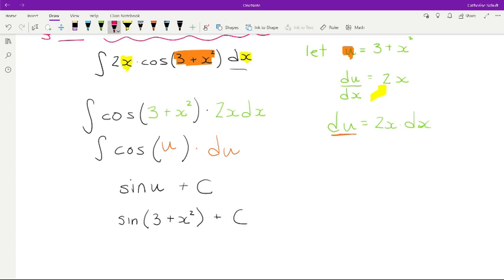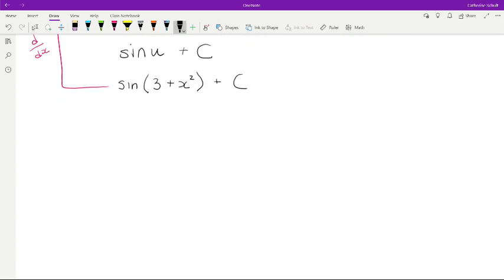So it's a new fancy way of taking the integral. And remember, you can always check your work by taking the derivative of what you found, right? So if we took this derivative, it's the chain rule, so it'd be cosine of 3 plus x squared times the derivative of the inside function, which is 2x, which is exactly where we started, okay? All right, so that rule is called the substitution rule.